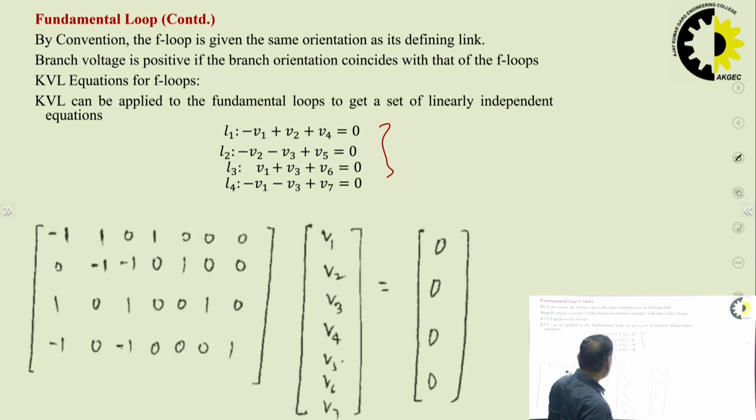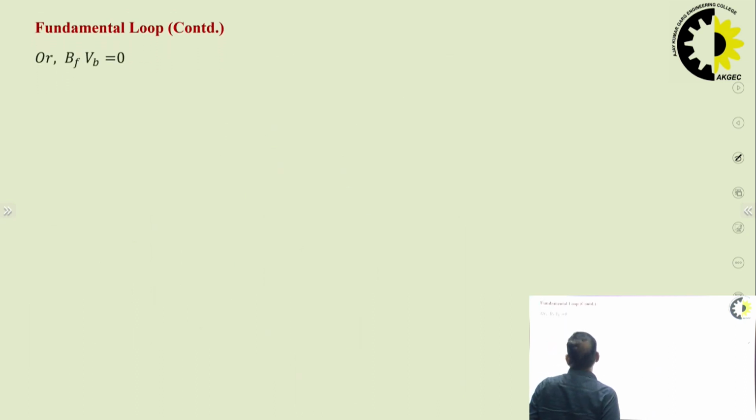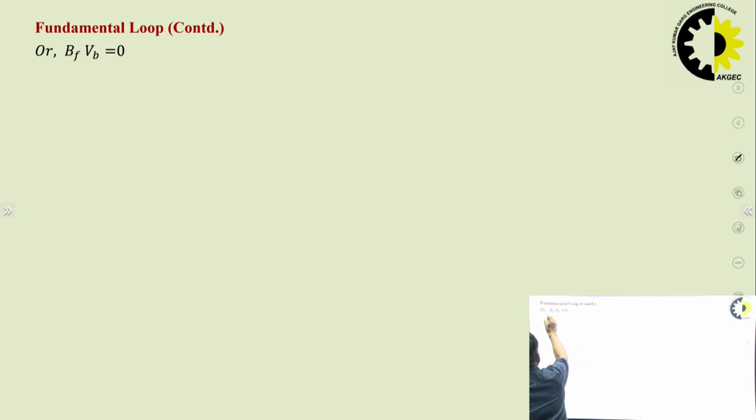Then we can write these loop equations in matrix form. So we get this matrix, and this one. What are these? These are V1, V2, V3, V4, V5, V6. They are the branch voltages, and we have this matrix. If you draw the fundamental loop matrix, we get this one. So this is called the fundamental loop matrix. So this is B_F V_B equal to 0.